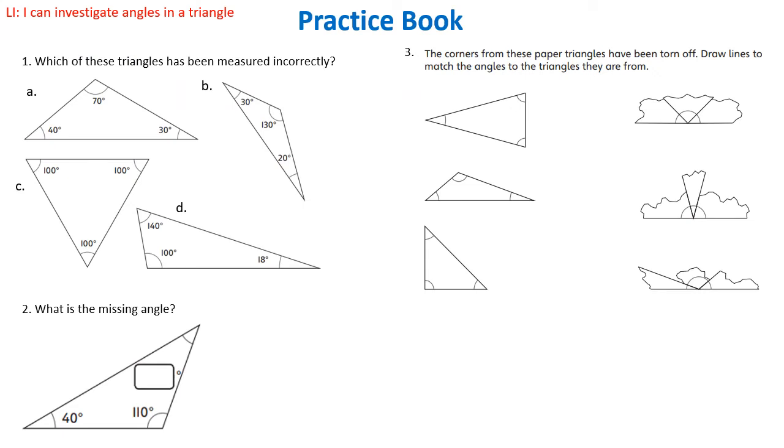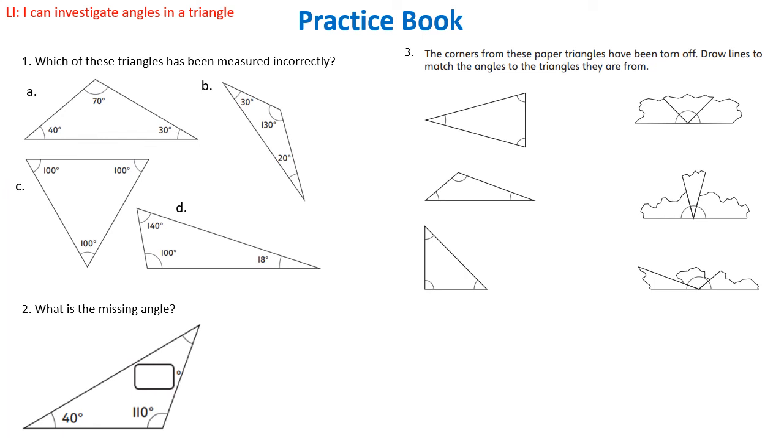Now you're going to go into your practice book. So, number one, which of these angles has been measured incorrectly? So incorrectly means wrong. So you know now that all the angles have to add up to 180. So just work out for each one if that is the case. Question 2, what's the missing angle? Well, if all the angles in a triangle add up to 180, we can work out what 110 add 40 is, and then find the difference between that number and 180 by using a takeaway, and that will tell us our missing angle.